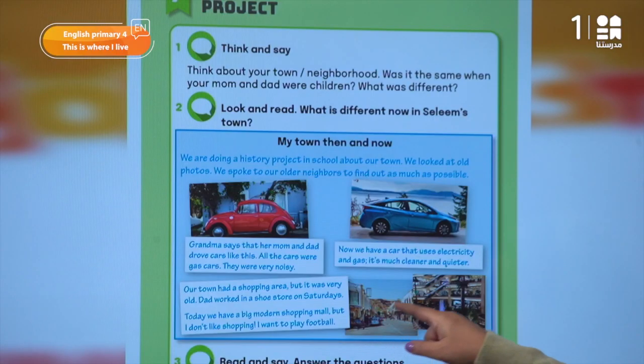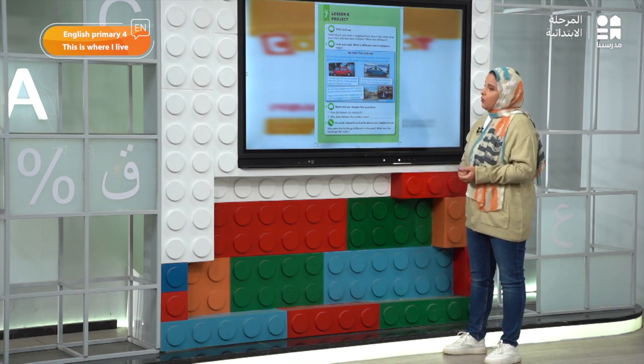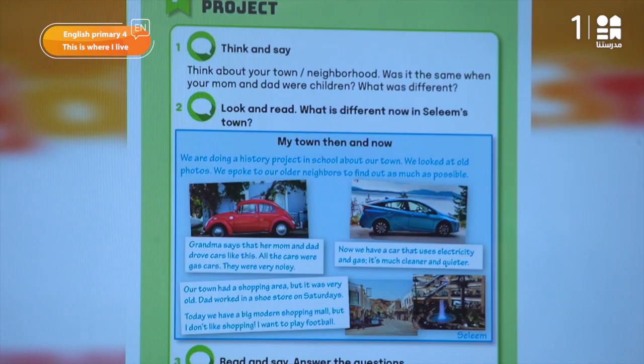لما اجي احط اس على the days of the week معناه بعمله every day، يعني مثلا Saturdays يبقى every Saturday. Fridays every Friday. Today we have a big modern shopping mall. طبعا دلوقتي ال old shops خلاص ما بقتش موجودة، وبقى فيه الشوبينج مولز وفيه السوبر ماركتس والهايبر ماركتس وكده. But I don't like shopping. بس سليم مش بيحب يعمل shopping. I want to play football. وهو بيحب يلعب كورة. تعالوا نقرأ التكست one more time ونشوف سليم اتكلم ازاي عن البروجكت بتاعه.